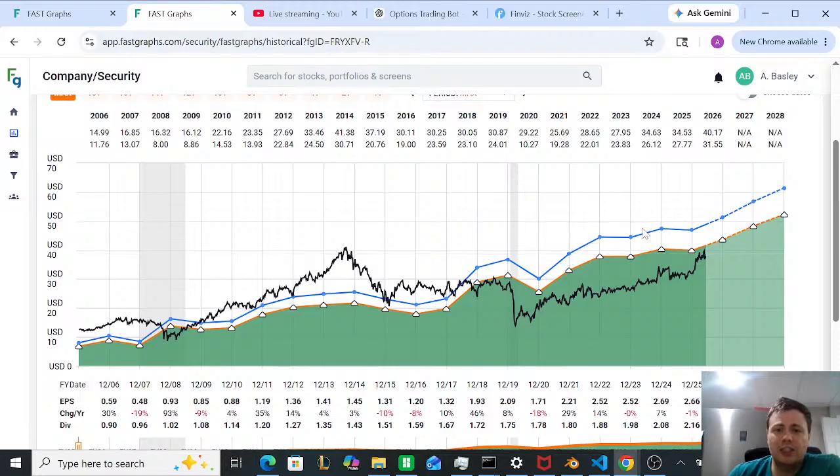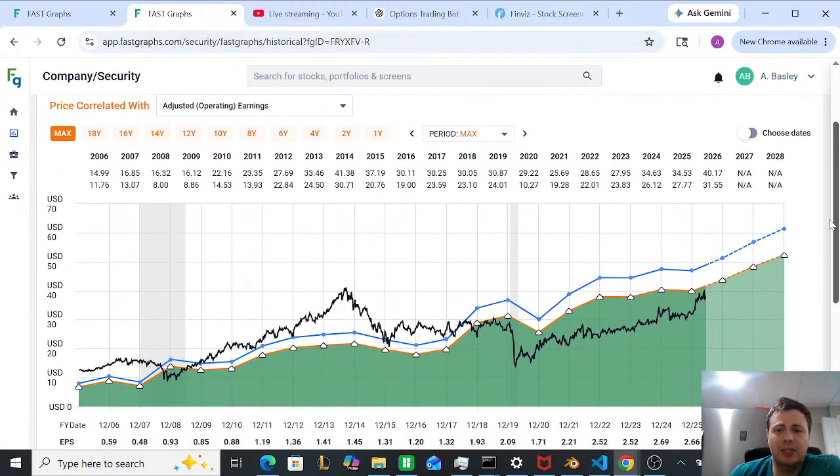So when I'm looking at an investment and I want to understand if something's fair value, I want to compare where this black line is compared to this orange line. So here with Enterprise, we can see that the black line is currently trading less than the orange line. That means this stock, at least from the first glance, looks like it could be undervalued.